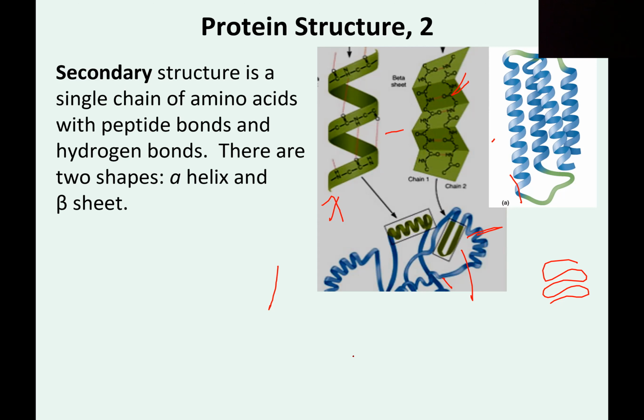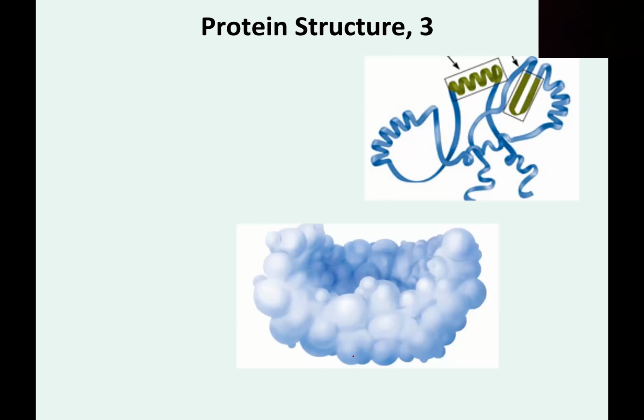So as the chain increases in length, it can only take up so much space. And so it starts coiling up or folding back and forth. Next is called tertiary.